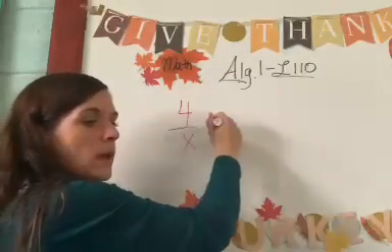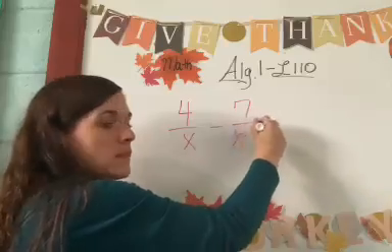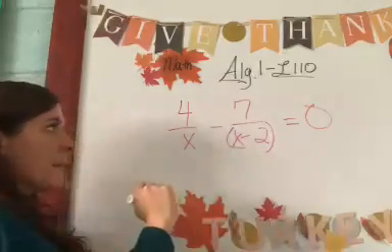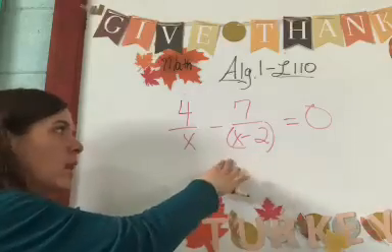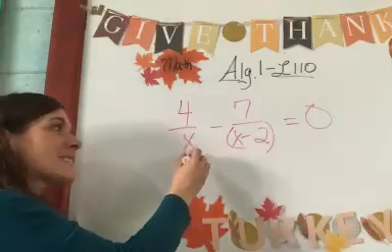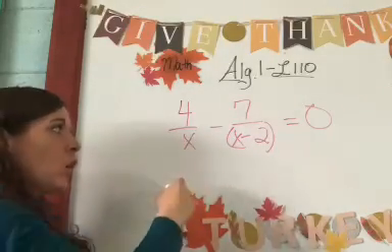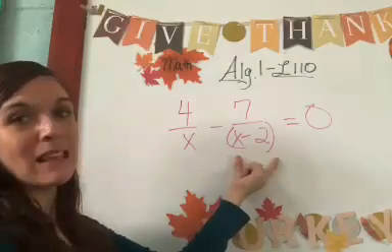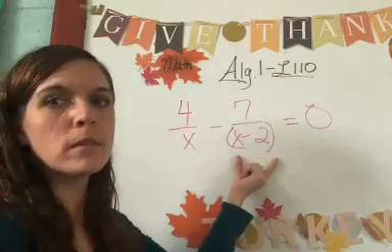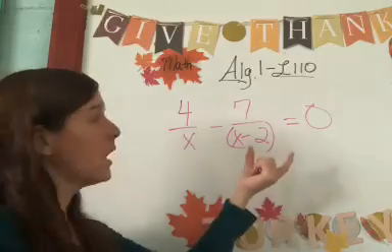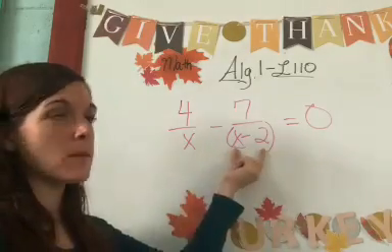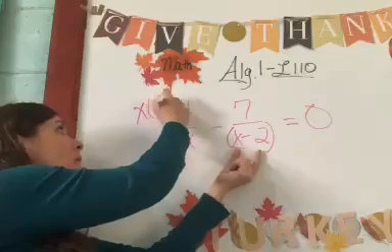Over x minus 7x minus 2 equals 0. Okay, so we put our common denominator as x times x minus 2. You'll be tempted to say that it's just x and negative 2, but you cannot separate these when they are formed with a plus or minus in the middle of them. So it's x times x minus 2. That's your least common denominator.